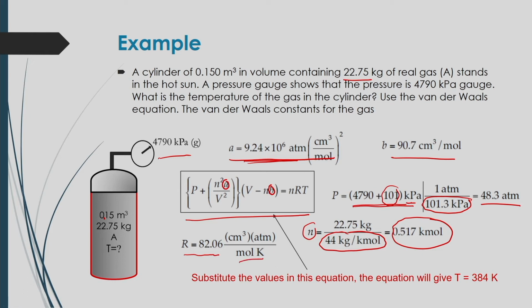After substitution of the N value, A value, B value, and the volume, which is given as 0.150 meter cube, you have to convert it to centimeter cubes, and then finally you can calculate the temperature from this equation. This comes out equal to 384 Kelvin after substitution of all these parameters. So finally we can say that the gas in the cylinder will have a temperature of 384 K.